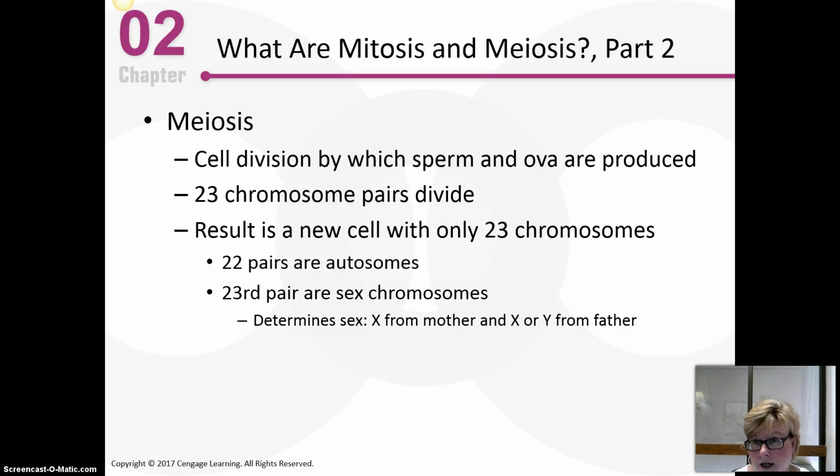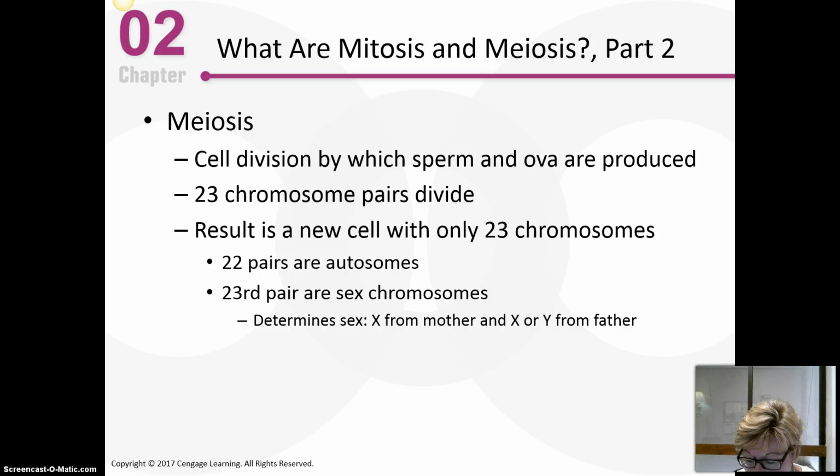So you had a pair, so you had the pair of 23. Now they're going to divide and you only have the 23, not 23 pairs. 22 pairs are autosomes. The 23rd pair are sex chromosomes, and it determines the sex, X from the mother and X or Y from father.